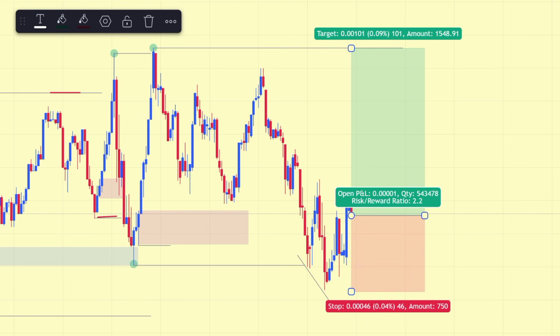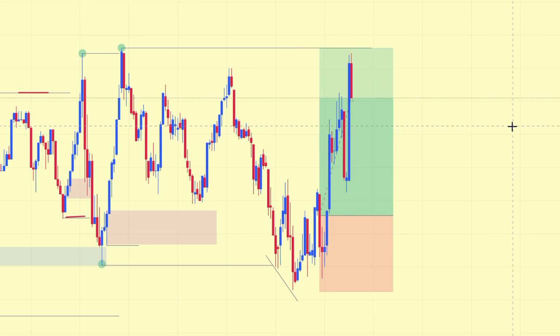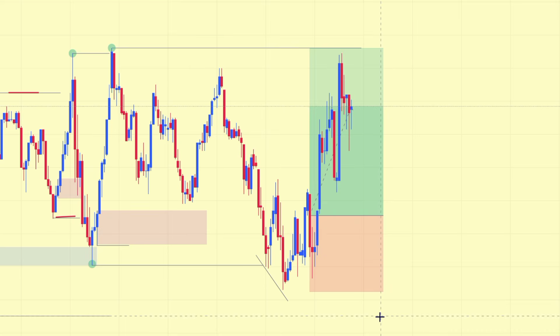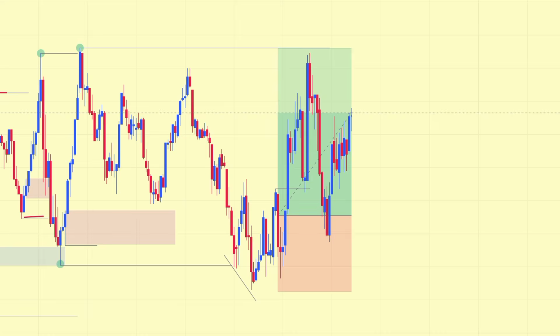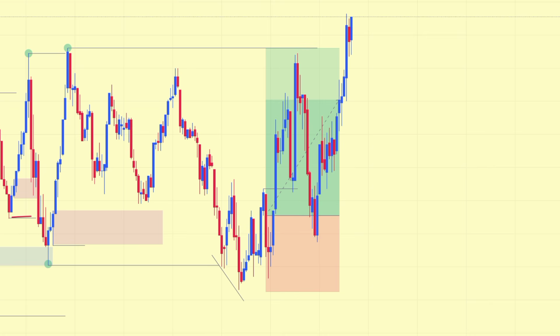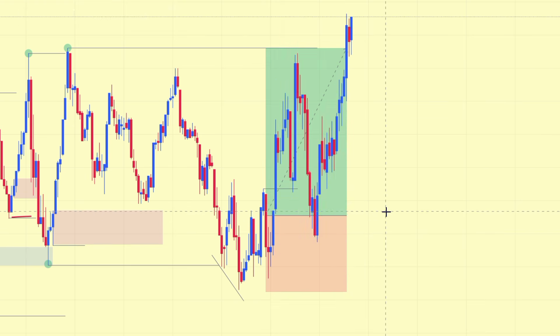All right, so you can clearly see price extending. This here was another entry, exactly right there. That was another entry because this was another leg. Price did that, and eventually you can clearly see price eventually made it out to the full TP.